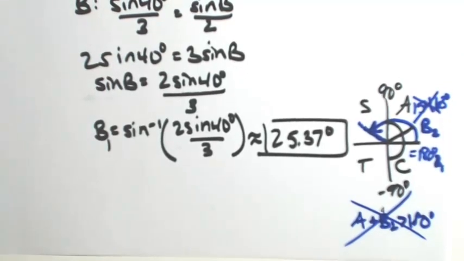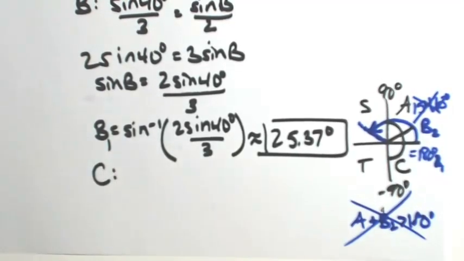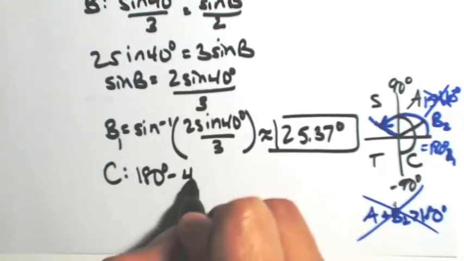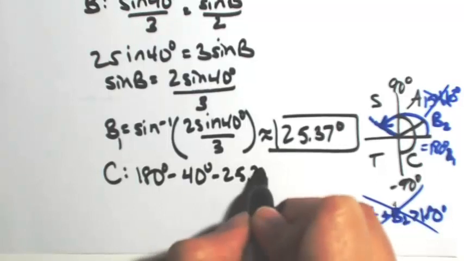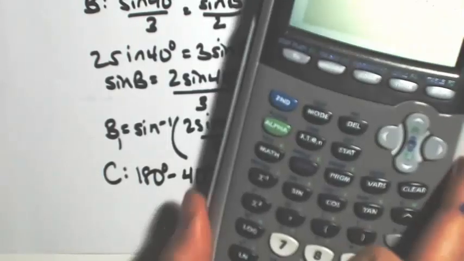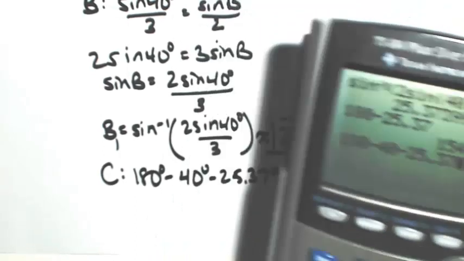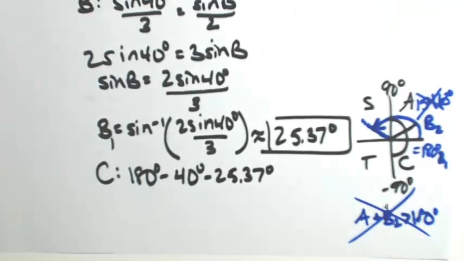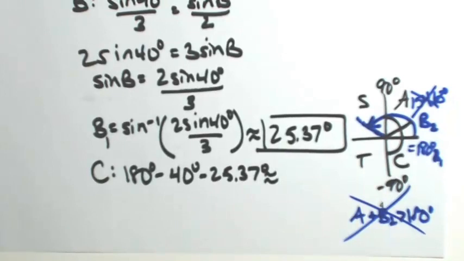So we're going to keep going here. If I have angle B, that means I can also find angle C by taking 180 minus the given angle of 40 degrees and then minus the B I just found of 25.37 degrees. So 180 minus 40 minus 25.37, the other angle is 114.63. I'm going to say approximately because B was rounded.